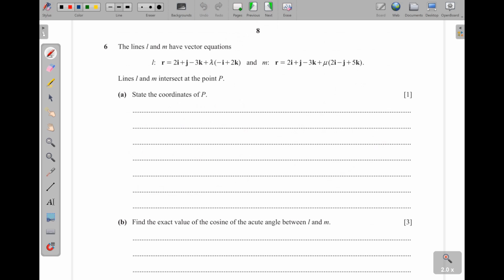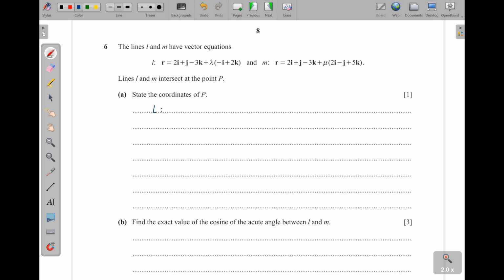Number 6 is coming from vectors. The lines L and M have vector equations, these ones here. They say that lines L and M intersect at the point P. State the coordinates of P. Now, just state, it is even 1 mark. That means you have to look at the two and identify the common point.